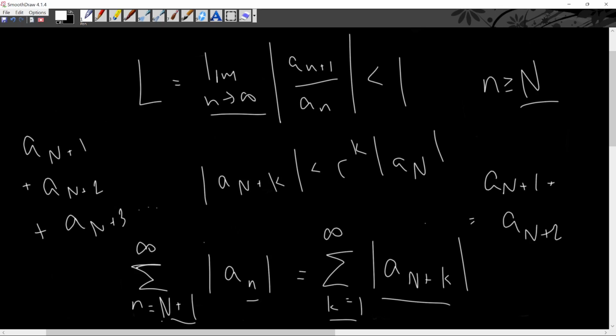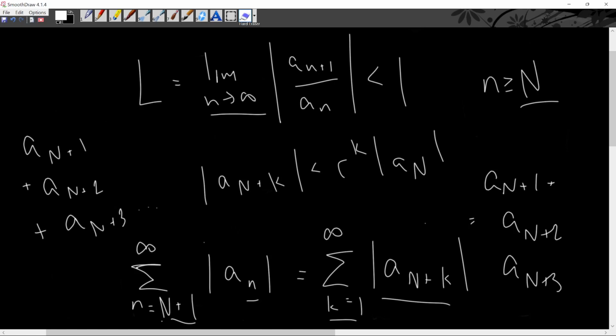We're doing k is equal to 2. This is the second term. Then we have a sub n plus 3, third term, and on and on. So we do acknowledge that these series are equal, and this series is convergent.